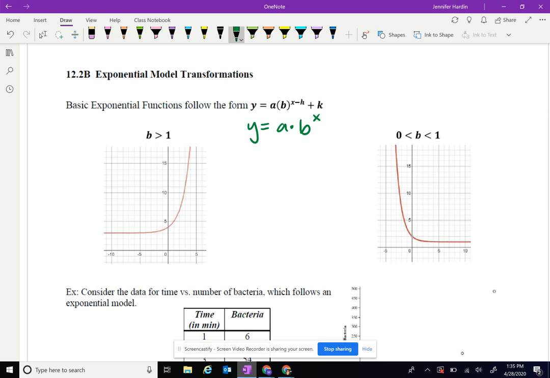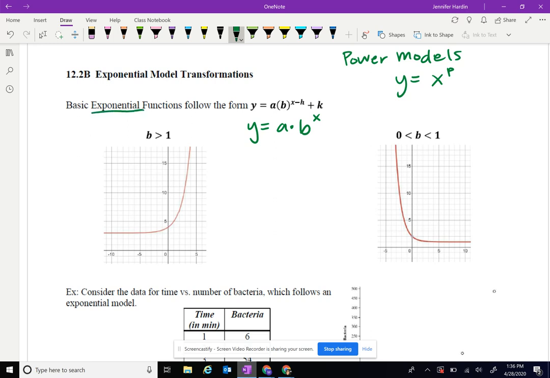Unlike with our power models from yesterday, when we had those, our exponent was a constant. We called it p, and it was something like y equals x to the p power. Today we're looking at our base is the number and our exponent is the variable, and that's called an exponential.